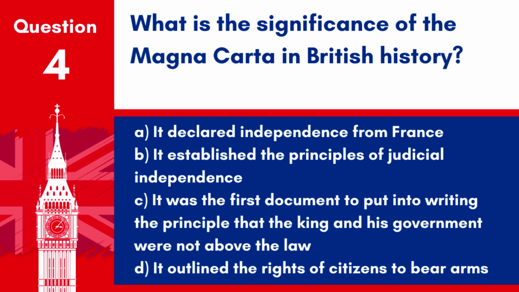Answer: C. It was the first document to put into writing the principle that the king and his government were not above the law. The Magna Carta, signed in 1215, is a cornerstone of British constitutional and individual rights law, emphasising the importance of the rule of law.